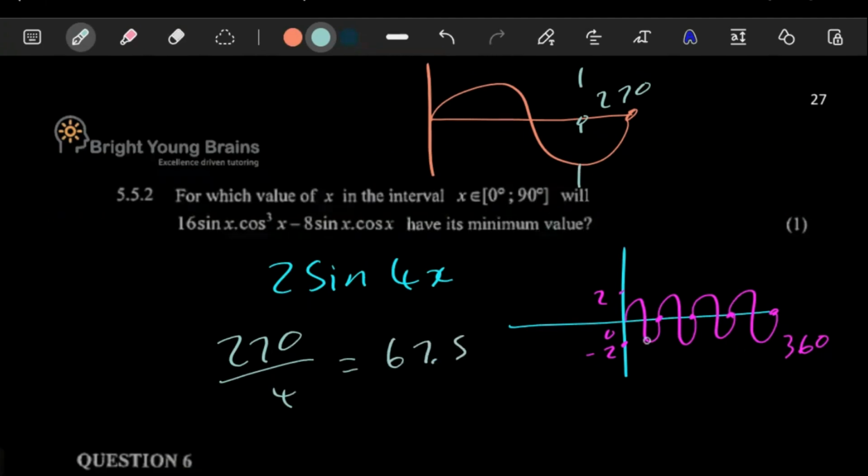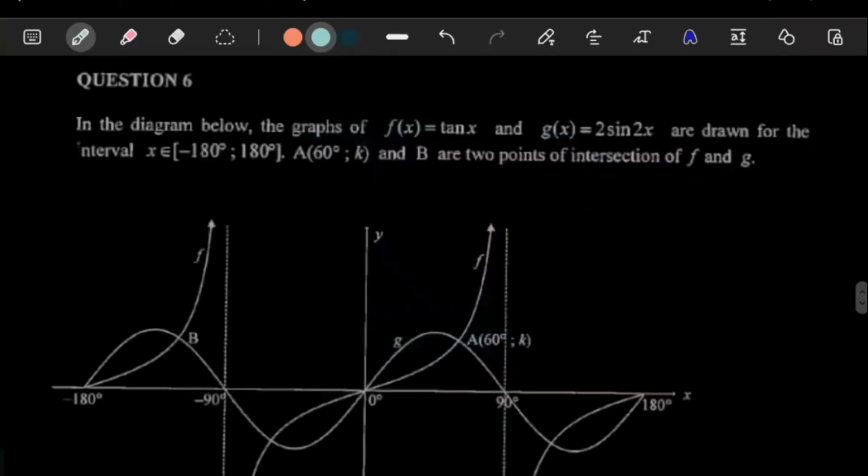The minimum value is equal to -2. However, you get that minimum value where your x value is 67.5. This is within the interval from 0 to 90. So let's move on to question 6. Number 6 looks very interesting.